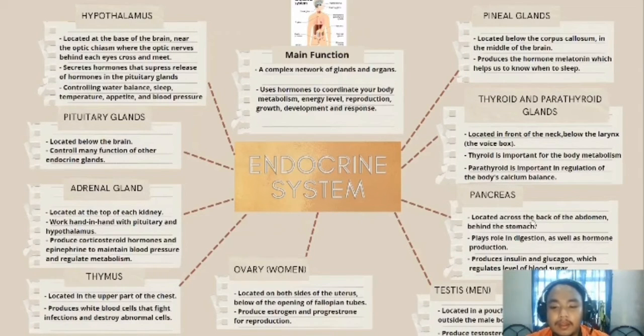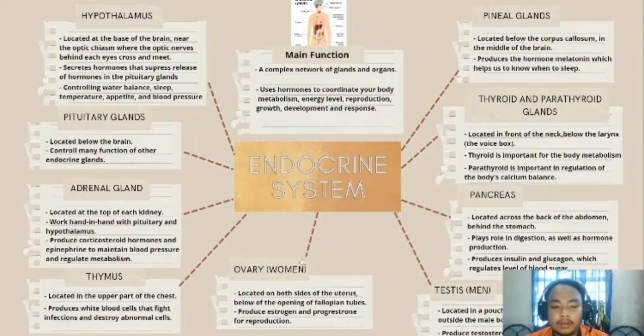And then we have the pancreas. The pancreas is located across the back of the abdomen behind the stomach. It plays roles in digestion as well as hormone production. It also produces insulin and glucagon, which regulate the level of blood sugar.